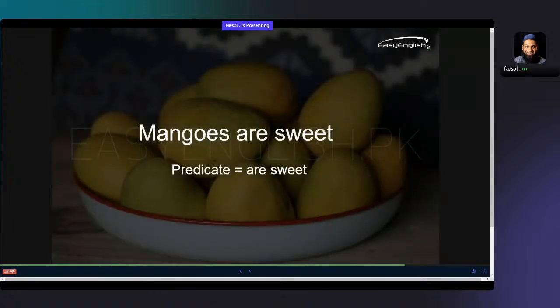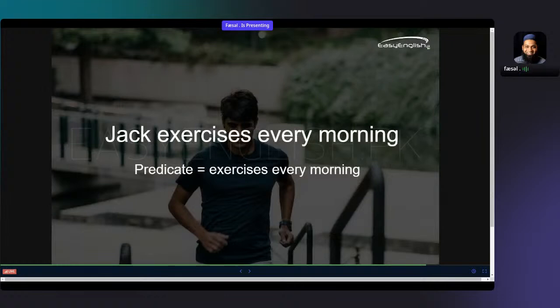Mangoes are sweet. I'm talking about mangoes. That's my subject. What is the information about mangoes that I'm providing? Are sweet. Mangoes are sweet. So are sweet is my predicate. That's the info. Jack exercises every morning. Who am I talking about? I'm talking about Jack. So Jack is my subject. And what is the information about the subject, about Jack? Exercises every morning. So all of it, exercises every morning, all of it is my predicate.